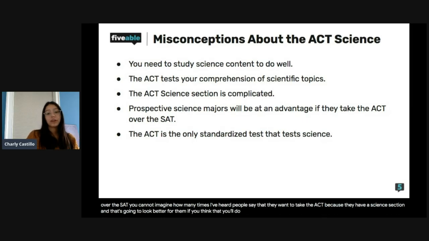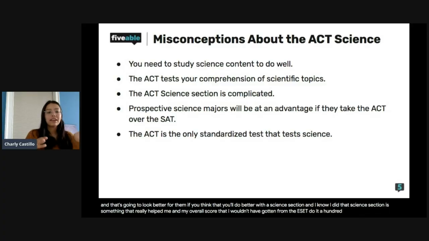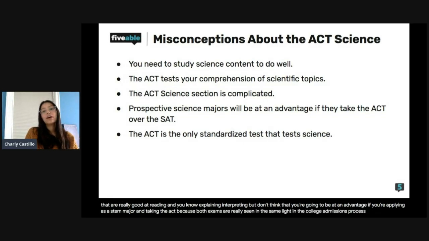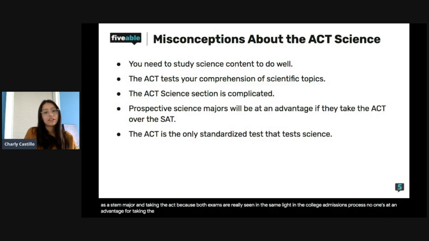If you think that you'll do better with a science section, and I know I did, that science section is something that really helped me in my overall score that I wouldn't have gotten from the SAT, do it. 100%. That's just one of the great things about the ACT, especially for people that are really good at reading, explaining and interpreting. But don't think that you're going to be at an advantage if you're applying as a STEM major and taking the ACT, because both exams are really seen in the same light in the college admissions process. No one's at an advantage for taking the ACT over the SAT or the SAT over the ACT.